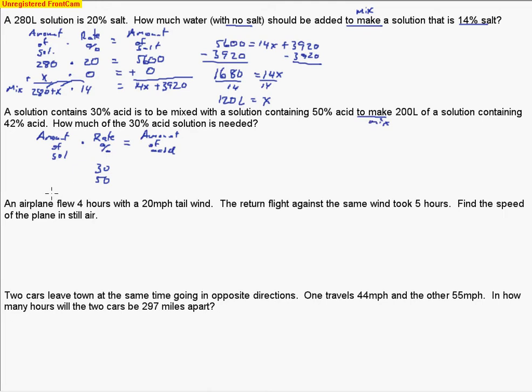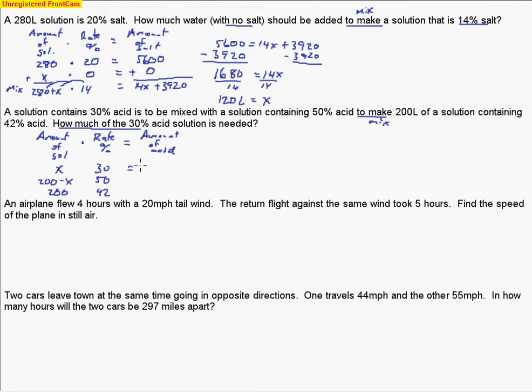So the mix is going to be 200 liters. They're giving us how much we're supposed to have at the end, 200 liters of a 42% solution. So we're going to call one of these x. Which one should we call x? Well, let's look at what they're asking for. How much of the 30% do we need? So we're going to call the 30% x, and then the other one, since I'm given a total, has to be total minus x.